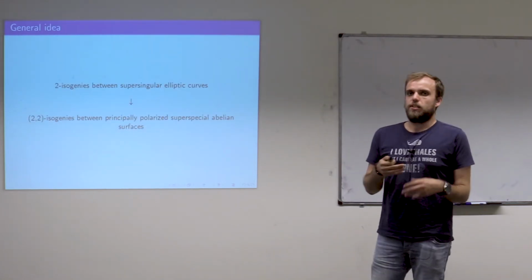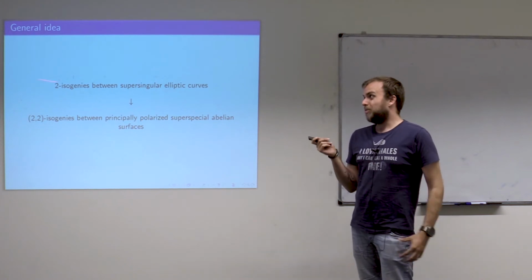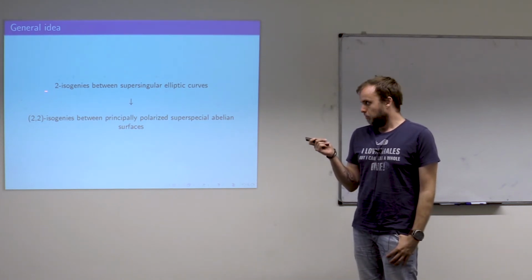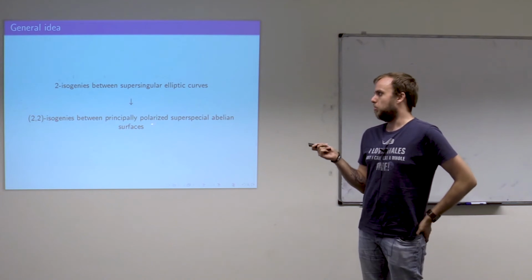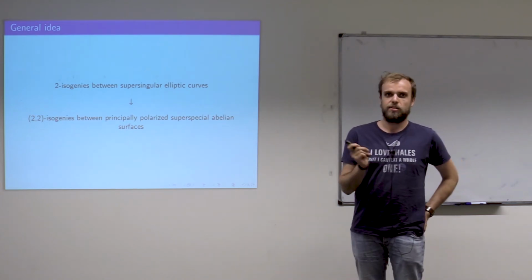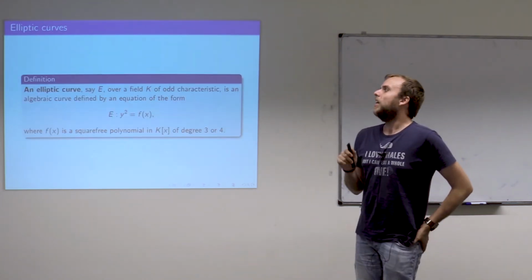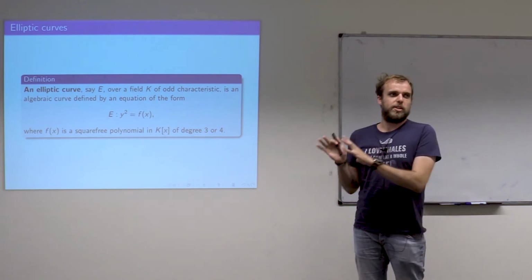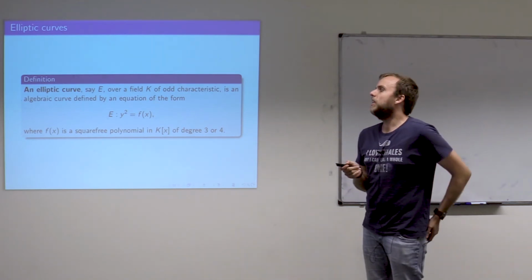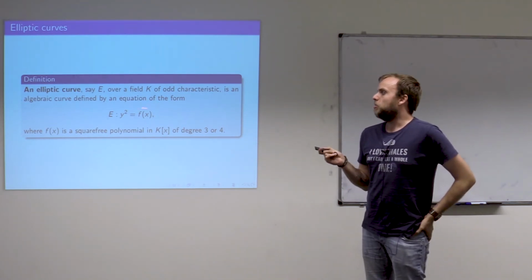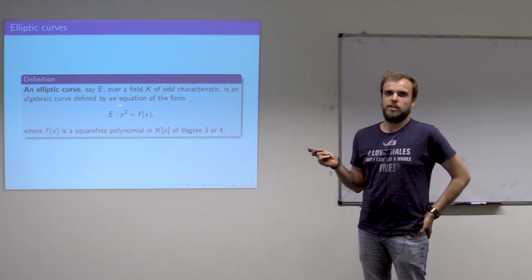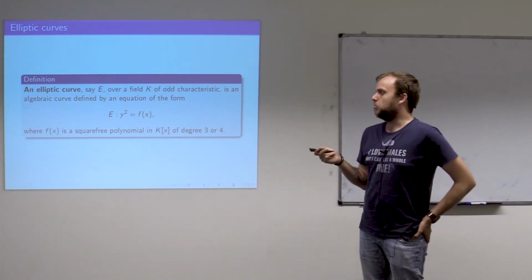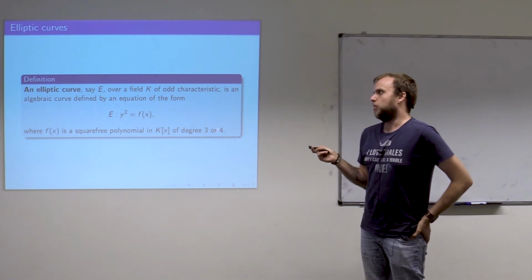All right, now the general idea of generalizing this is as follows. We will fix prime L being 2. And instead of working with 2-isogenies, we will go to 2-isogenies between principally polarized superspecial abelian surfaces. I'll explain what this is. First of all, an elliptic curve. I hope everybody has seen this definition somewhere already. Basically, we have an equation, typically of degree 3 or 4. Most of the time, this is a Weierstrass form, x cubed plus ax plus b. But you can have 4 as well.